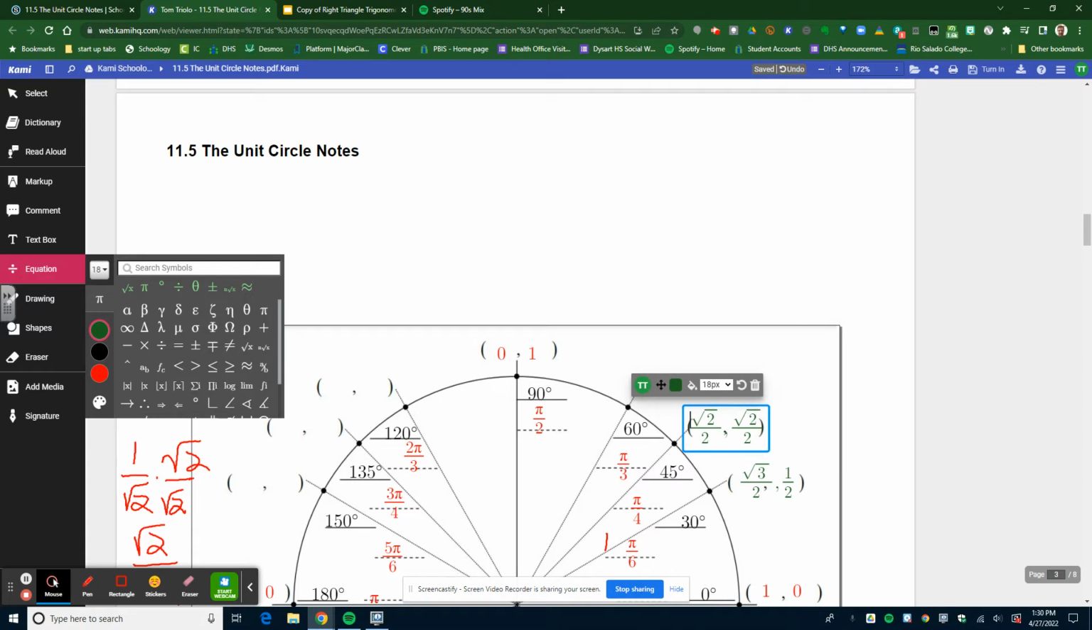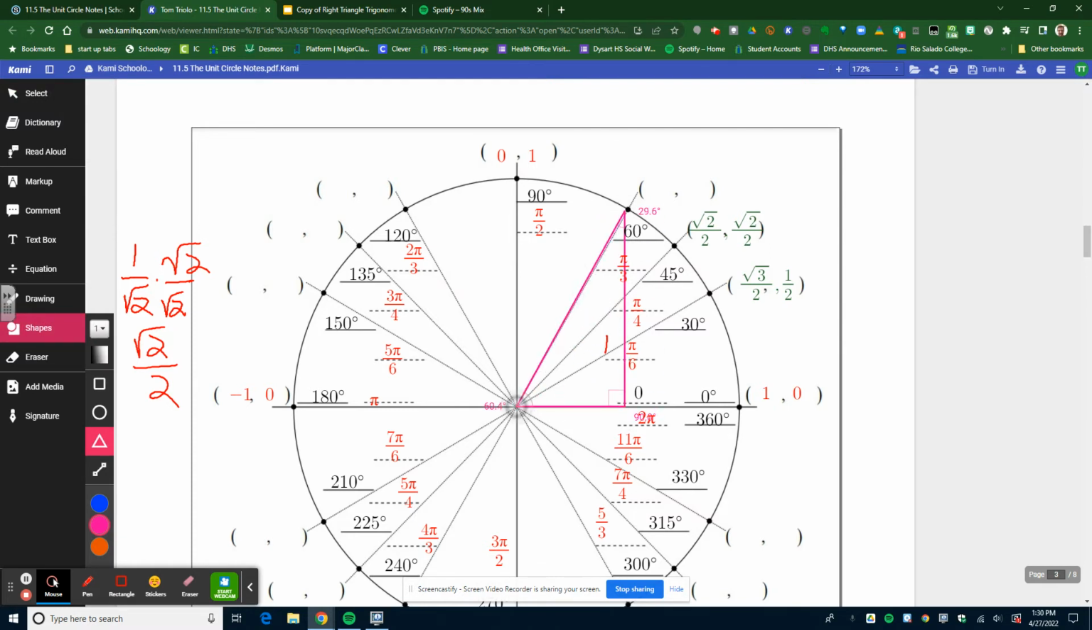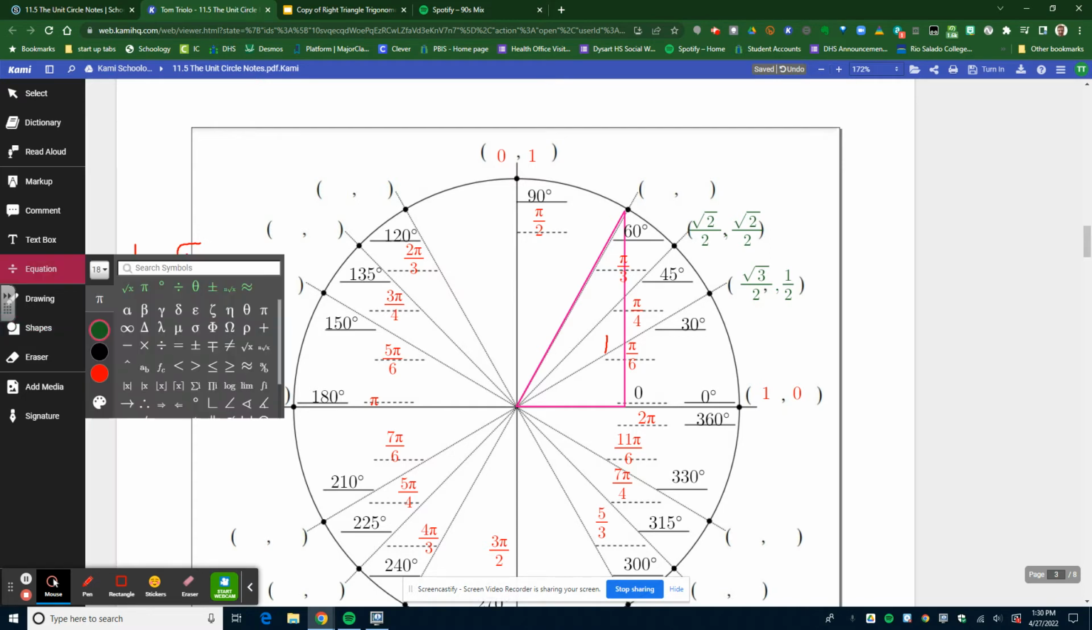If you take a look at 60 degrees, it's the same as 30 degrees, except take the x and the y in. The long leg was flat, and now it's going to be tall. It's the same triangle as the 30, 60, 90, but I just rotated it. Since I rotated it, the x and the y switch. So it'd be 1/2, comma, square root of 3 over 2.